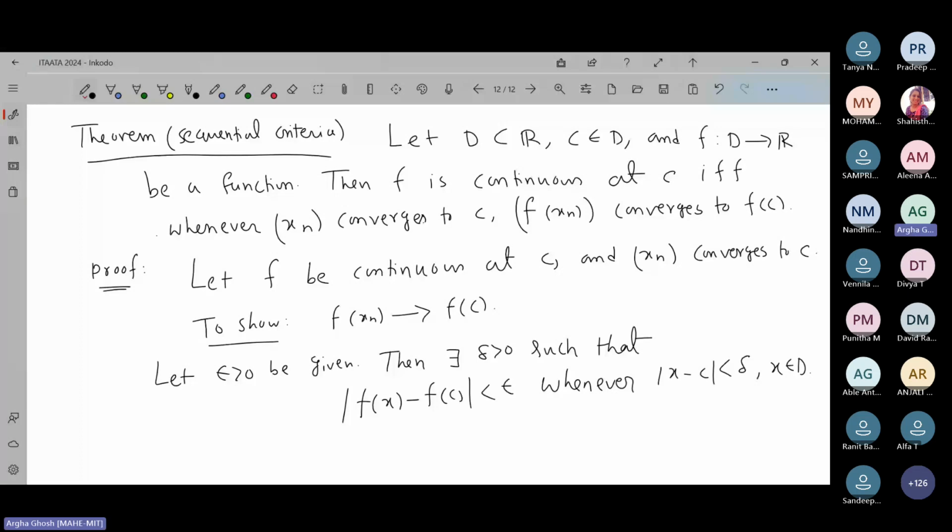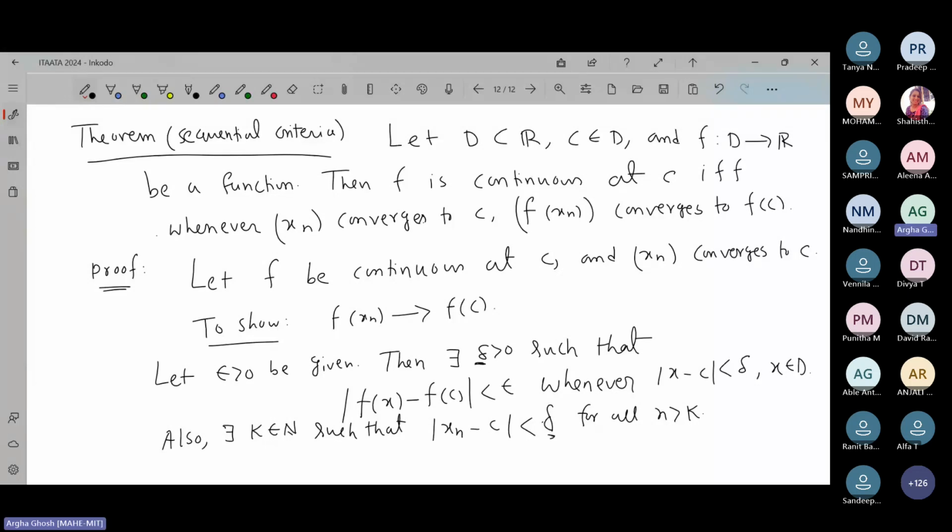And also there will exist a positive integer K belonging to the set of natural numbers such that |xn − c| is less than delta for all n greater than K. This is because of the fact that xn converges to c and we have delta positive, the same delta, for which |xn − c| is less than delta for all n greater than or equal to K. So same delta, this delta.